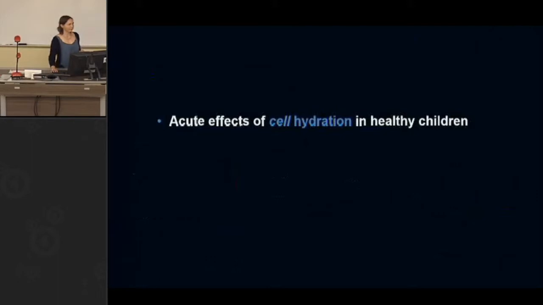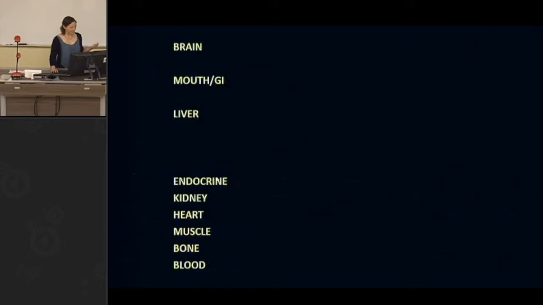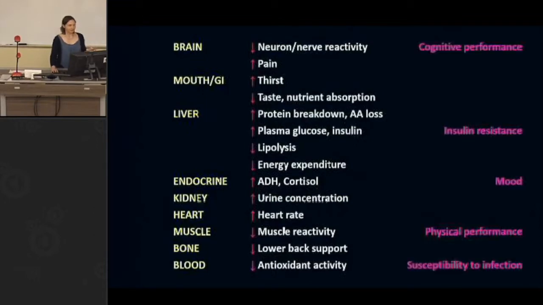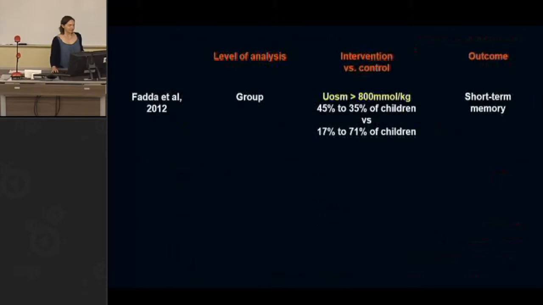So what's the impact of this going to be for health? At the beginning, I was mentioning we have information at the cell level about cell hydration impacting multiple different systems, the brain, everywhere. And these things could translate into acute effects on cognitive performance, insulin resistance, mood, performance, susceptibility to infection. This is just an example. And we have very little data on urine osmolality and acute health outcomes.